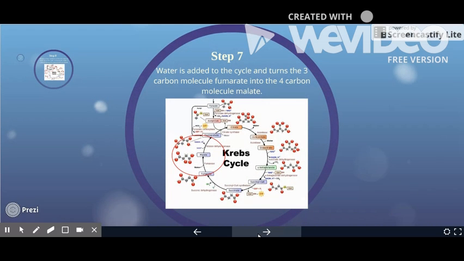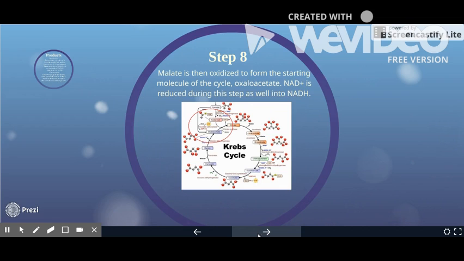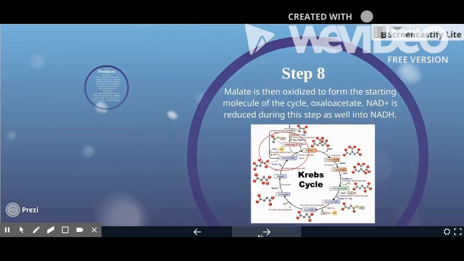Water is added to the cycle and turns the 4-carbon molecule fumarate into the 4-carbon molecule malate. In step 8, malate is oxidized to form the starting molecule of the cycle, oxaloacetate. NAD+ is reduced during this step as well into NADH.